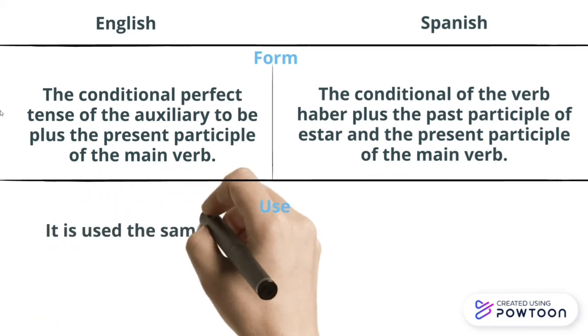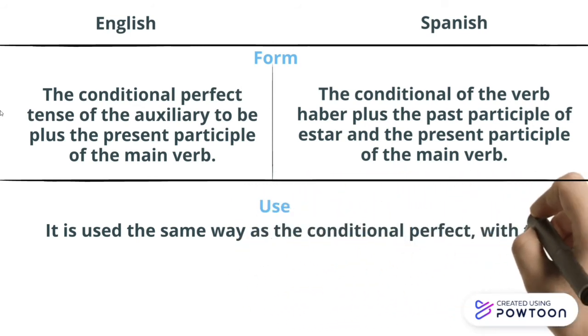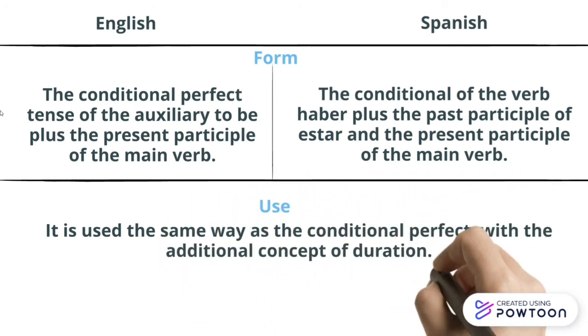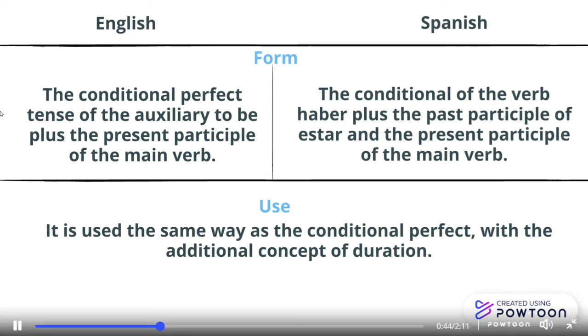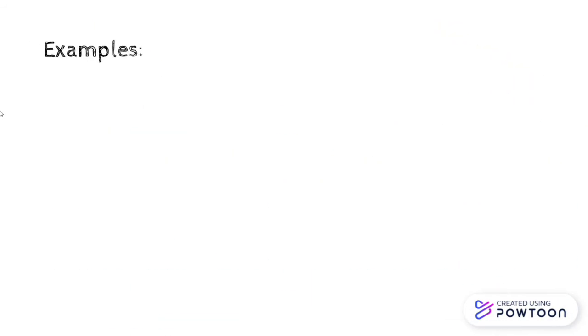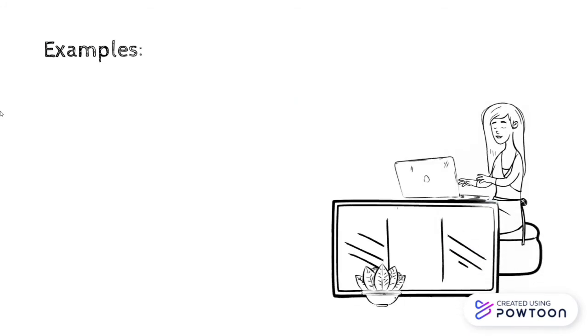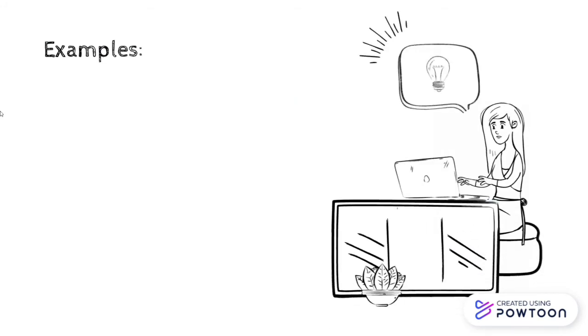Regarding the use, the conditional perfect progressive is used the same way as the conditional perfect, with the additional concept of duration. Now, I am going to provide you with some examples in order to understand this topic better.